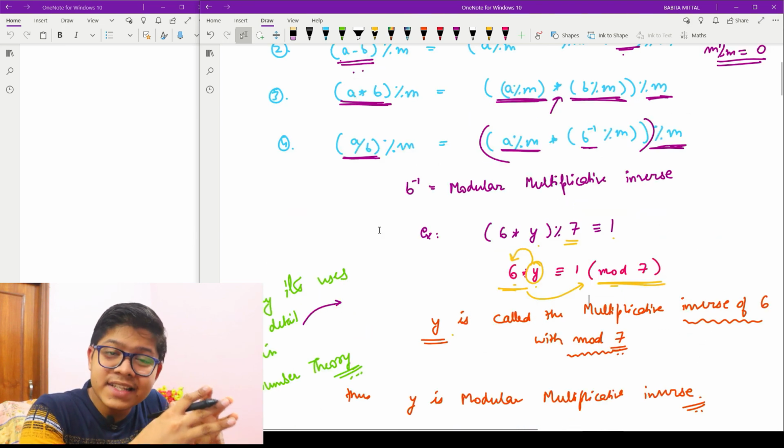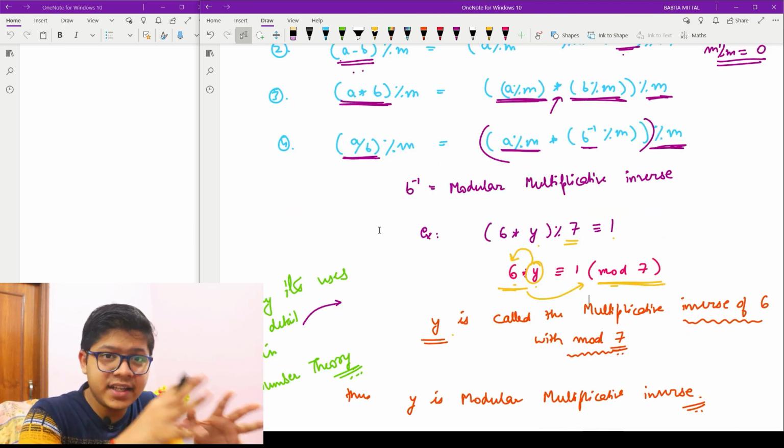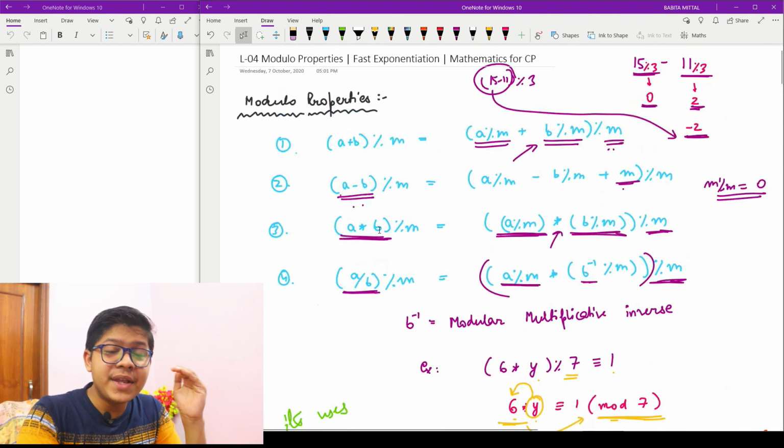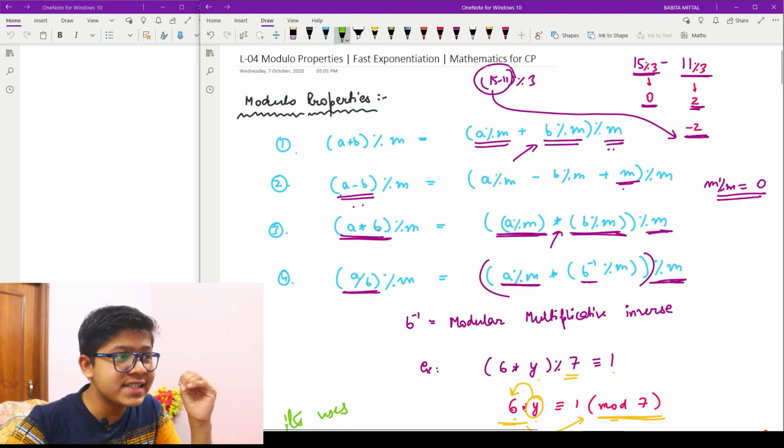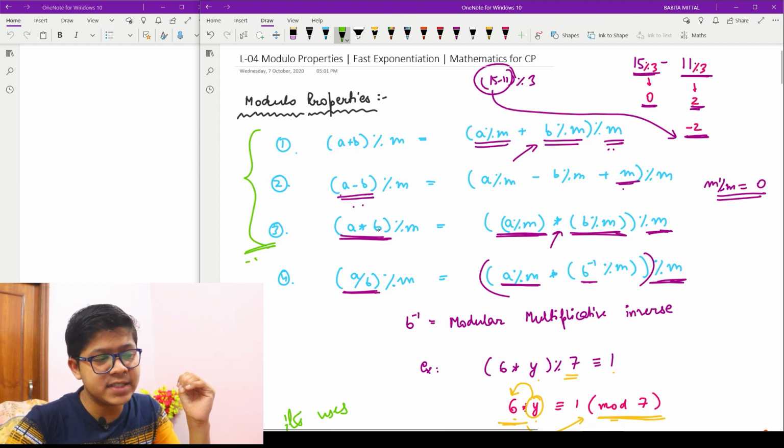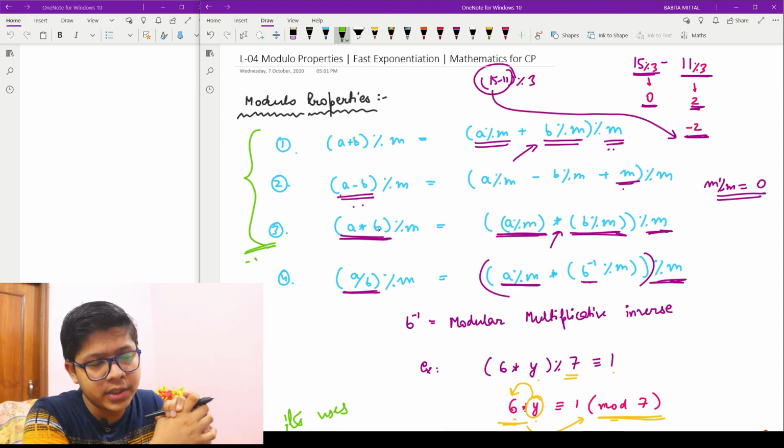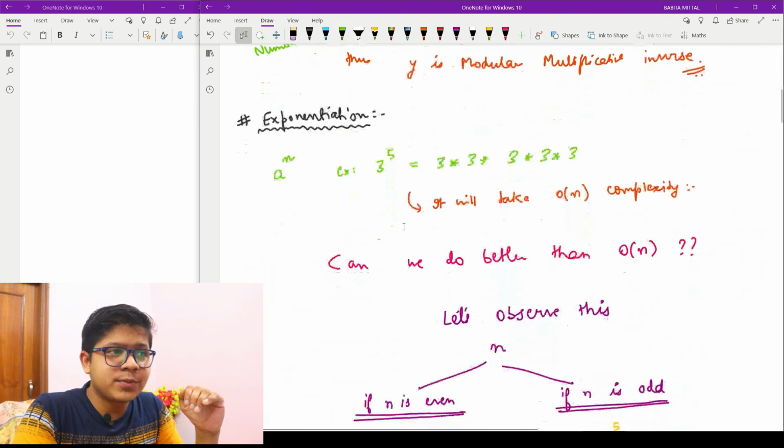Now we will study its complete use cases and everything in the number theory part, but for now the major important thing for you to remember is these above three properties, because these three will be used a lot. Now let's move on to the exponentiation part.